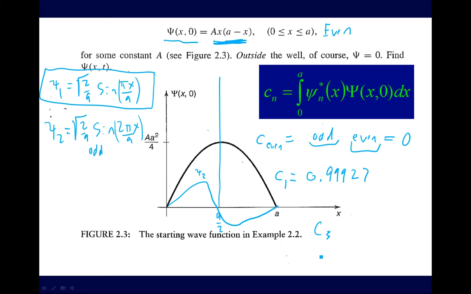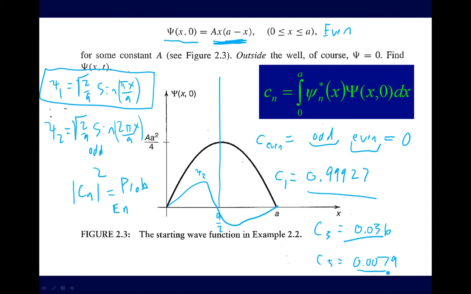Furthermore, if you calculate the first couple of these, like C3 and C5, for C3 I got about 0.036, and for C5, 0.0079. The way this works is that Cn squared gives me the probability of measuring this particular particle with the nth energy, energy En. So you can see it's very likely that we'll measure it with the first ground state energy level. These others, while probable, are pretty small. So just by looking at the picture initially, you can get a lot of information.